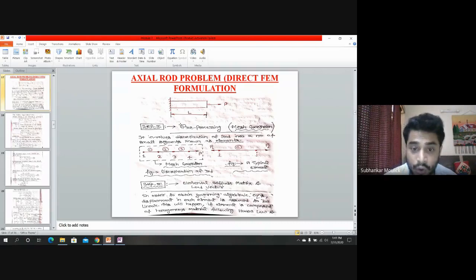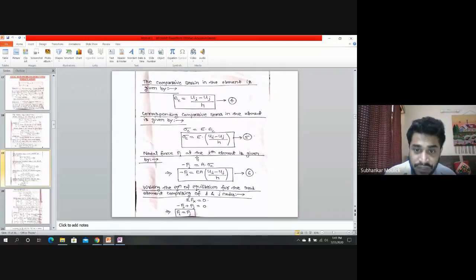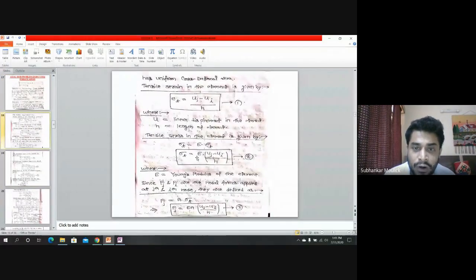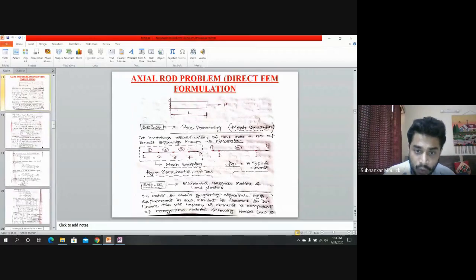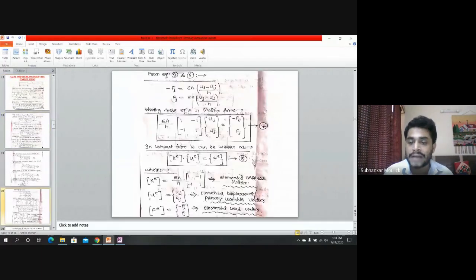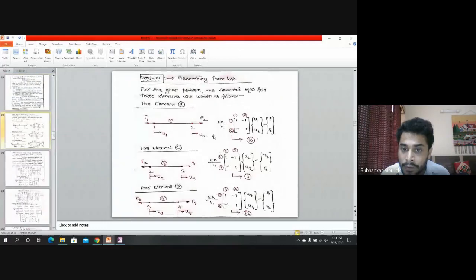You cannot take it as zero. And why am I taking F3 and F4 as zero? Because F3 and F4 are the internal forces. When you draw the free body diagram of element 3, you will get F3 and F4. When you draw the free body diagram of element 2, you will get F2 and F3. So those things are zero over here because I am considering only element number 1. But if you take the entire thing into the picture, your main factor is displacement.